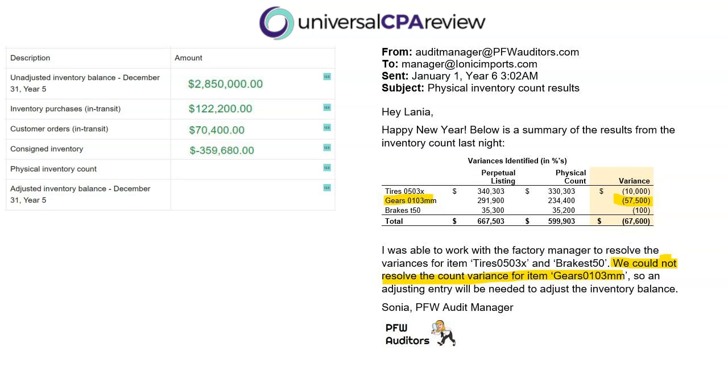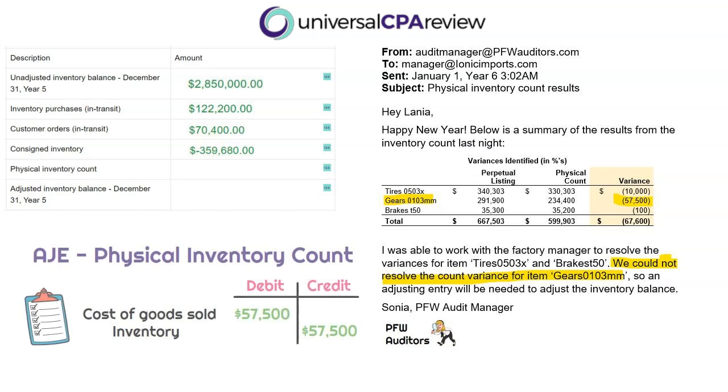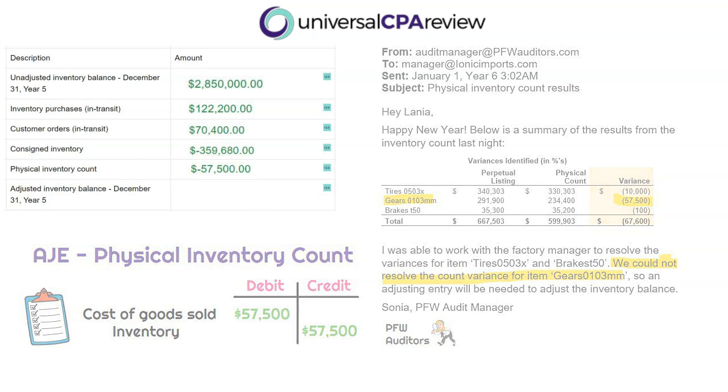Now, since the physical count was lower than the perpetual listing, that means they need to decrease inventory by that $57,500. Well, since inventory is overstated and we need to reduce inventory, we would credit inventory for that $57,500, and then we would record additional cost of goods sold for the same amount. Now, because inventory is being reduced in our simulation, we would enter negative $57,500 for this physical inventory count.